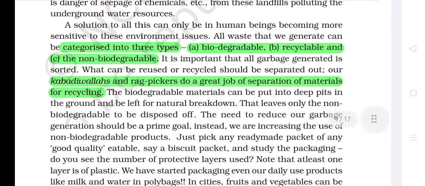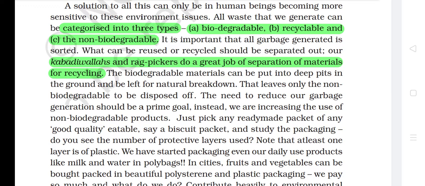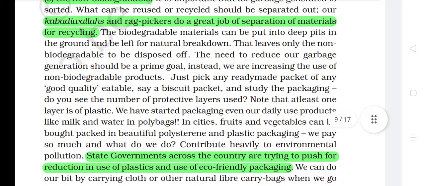A solution to all this can only be in human beings becoming more sensitive to these environment issues. All waste that we generate can be categorized into three types: A. Biodegradable, B. Recyclable, and C. The non-biodegradable. It is important that all garbage generated is sorted. What can be reused or recycled should be separated out. Our kabadiwalas and rag pickers do a great job of separation of materials for recycling. The biodegradable materials can be put into deep pits in the ground and be left for natural breakdown. That leaves only the non-biodegradable to be disposed of.